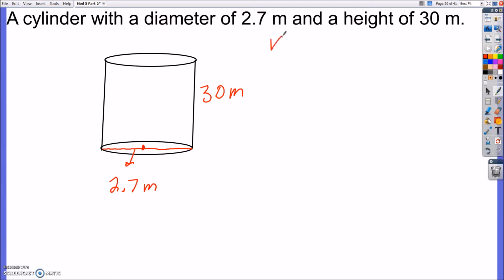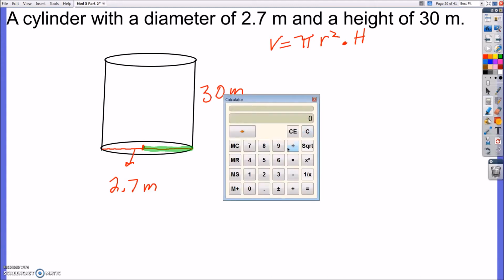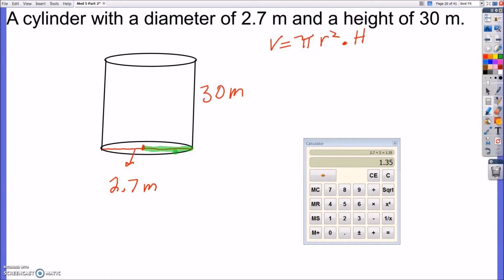So remember, the formula is pi r squared times the height. It gives me the diameter. So in order to find out what the radius is, we're going to cut that in half. We're only going to focus on half of that diameter. So all we're going to do is take out our calculator and divide it by 2. So that's going to be 2.7 divided by 2. And that's going to give me my radius of 1.35. So I know that my radius equals 1.35.